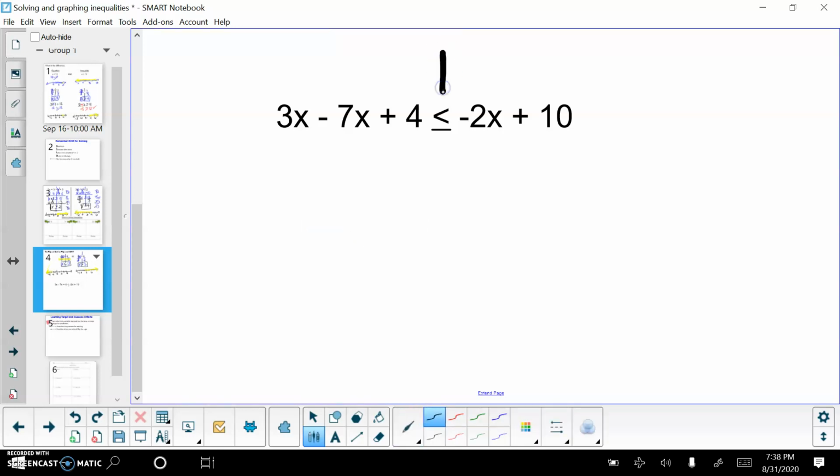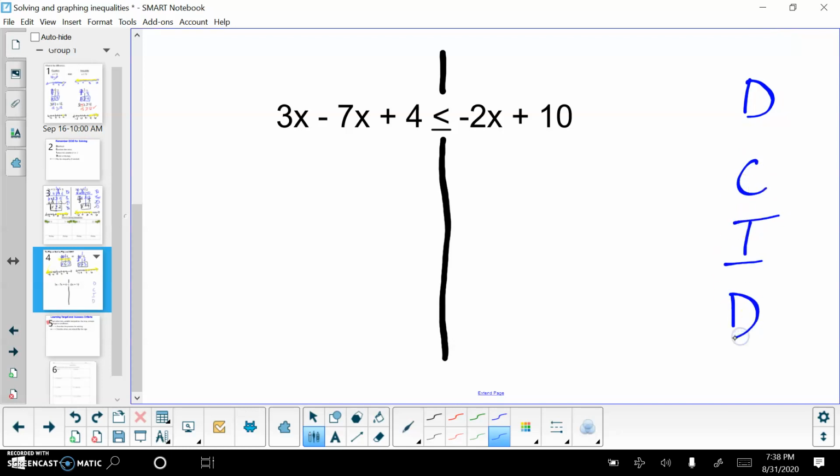So now I'm going to draw my line. Okay, I still want to get my DCID steps written down here and remember them. Okay, there is no distribution. Combining like terms, we definitely have that because if I look on my left side, I've got 3x minus 7x, and I can definitely combine them.